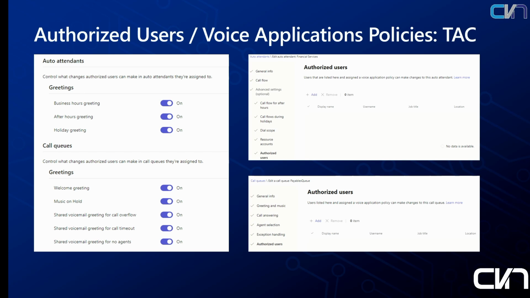So at this time, we can't have a user that can change certain things on an auto attendant versus other things. Whatever they're authorized in the policy, whatever auto attendants and call queues they've been added to, they get all the settings from the policy that they can manipulate. Yeah. And then just also note that you have to actually add the individual user. You cannot use groups to do these type of assignments.